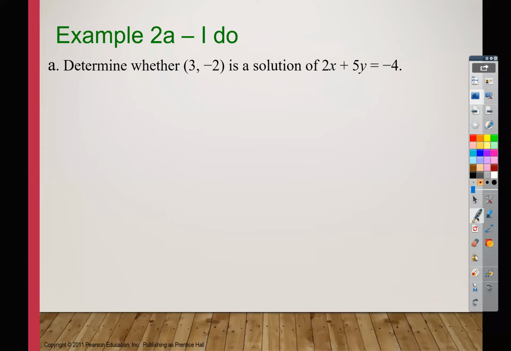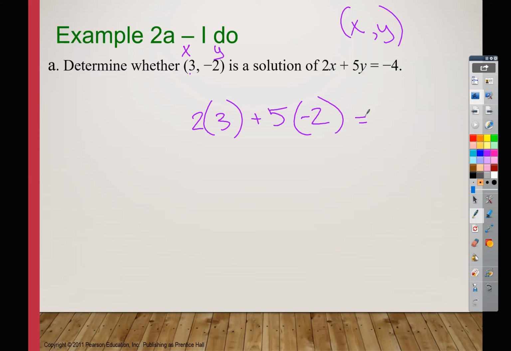Determine whether (3, -2) is a solution of 2x + 5y = -4. We're going to replace the x with 3 and the y with -2, since your coordinate pairs are x, comma, y. So I'm going to go 2 times 3, replacing the x with the 3, plus 5 times, replacing the y with the -2, equals -4. Now, if this is a solution, that will be a true statement. So 2 times 3 is 6. 5 times -2 is -10. So -4 equals -4. Since that is a true statement, you would say, yes, it is a solution.